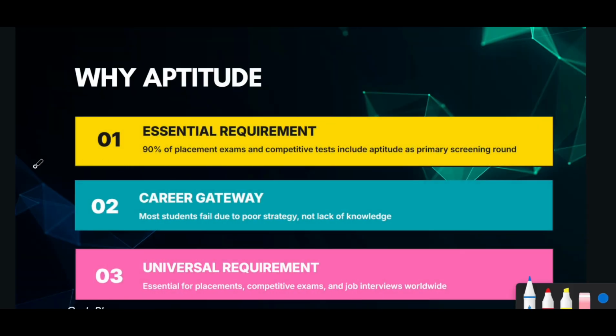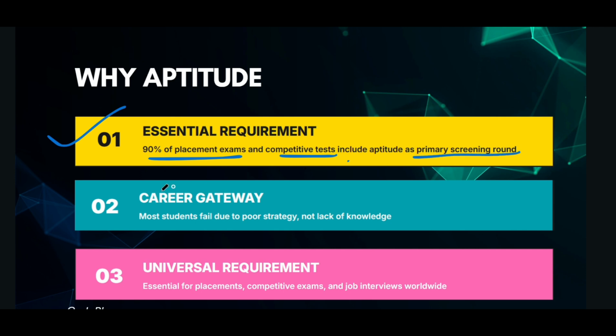Now, let's talk about an important question. Why aptitude? Why do companies and exams focus so much on it? The very first thing is it is an essential requirement. Almost 90% of placement exams and computer tests include aptitude as the very first screening round. If you clear this, only then you move forward.